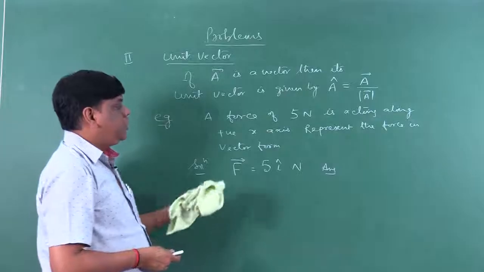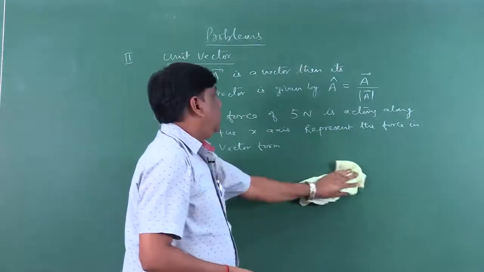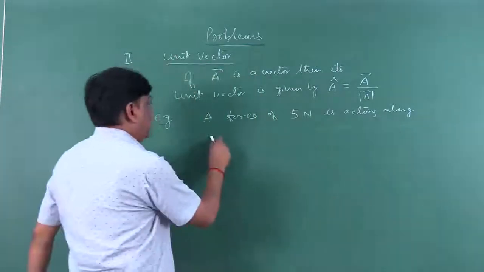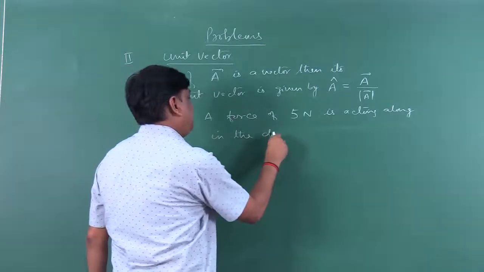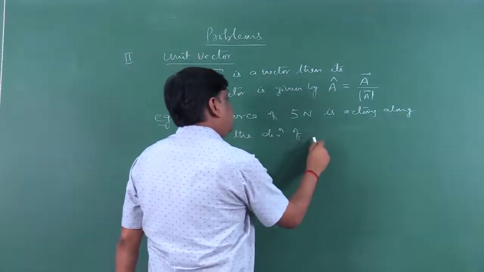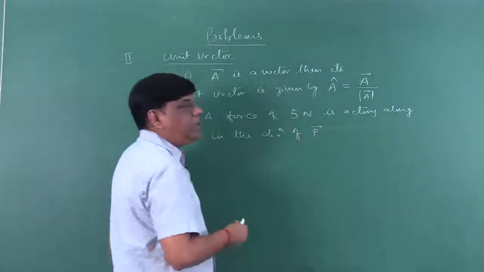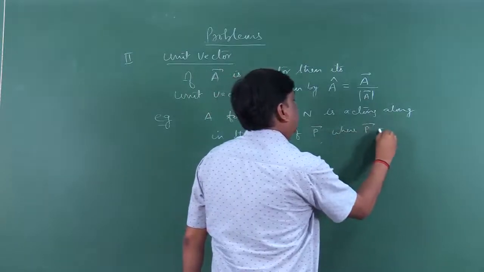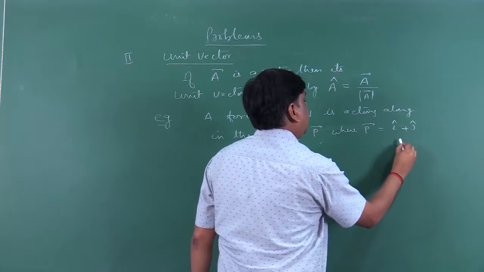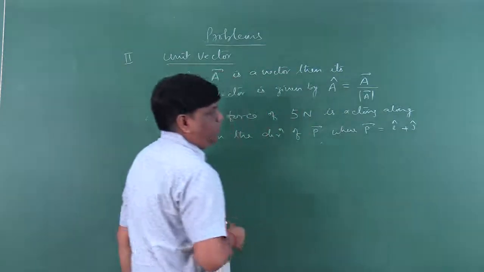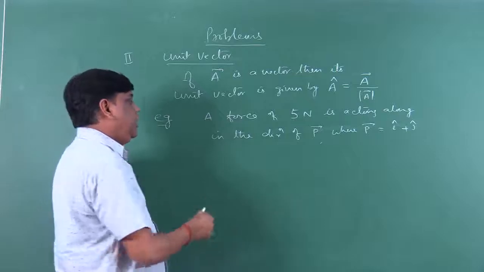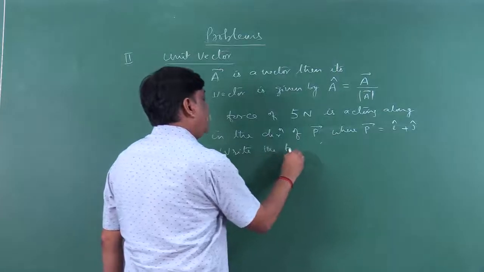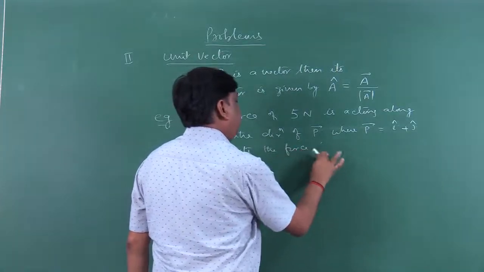But now suppose we change it to another question कि a force of 5 Newton is acting in the direction of p वेक्टर. p वेक्टर के डायरेक्शन में एक्ट कर रहा है, where p vector is given by i cap plus j cap. Let us say i cap plus j cap is the p vector. And the question is write the force in vector form. उस फोर्स को हमको वेक्टर फॉर्म में लिखना है.